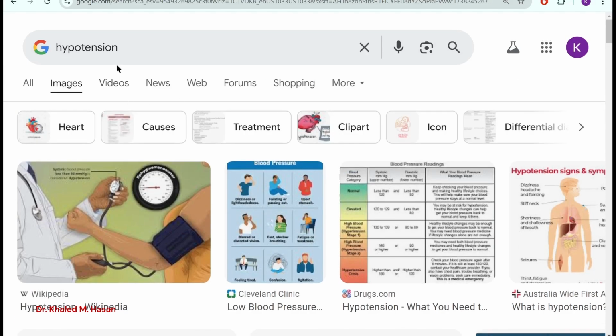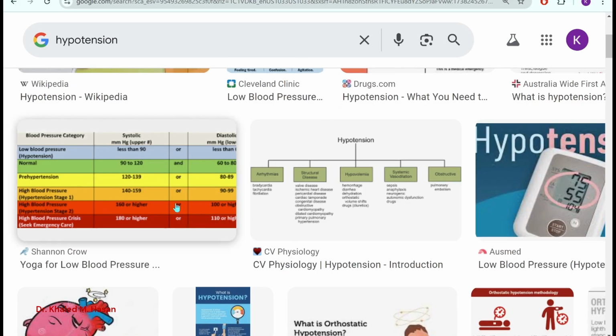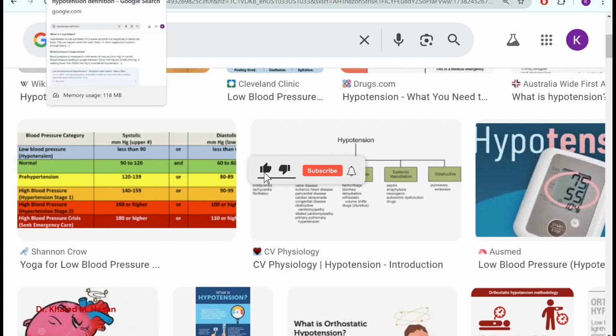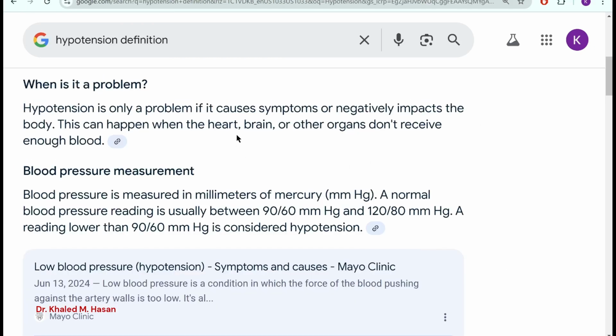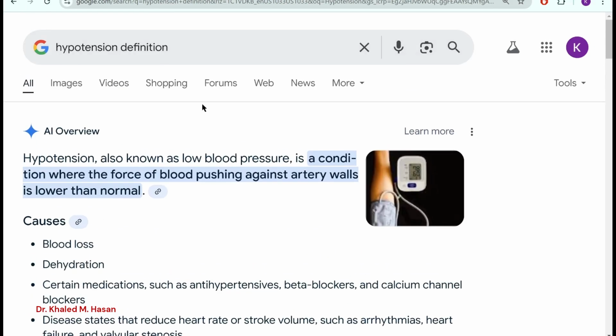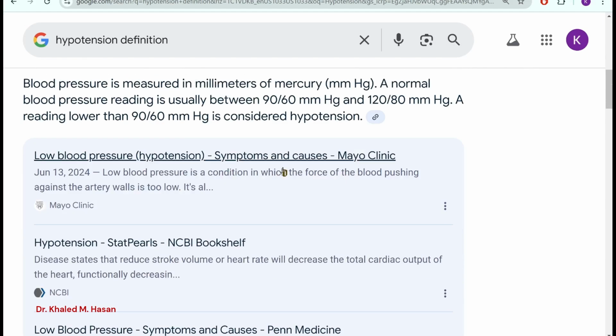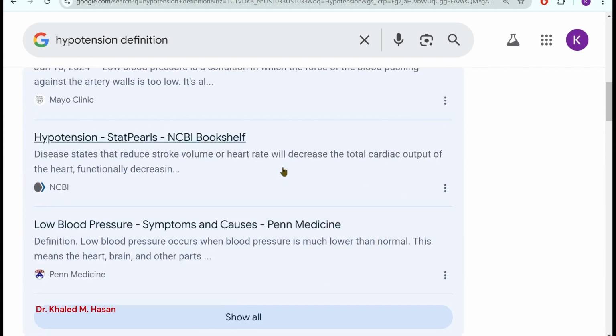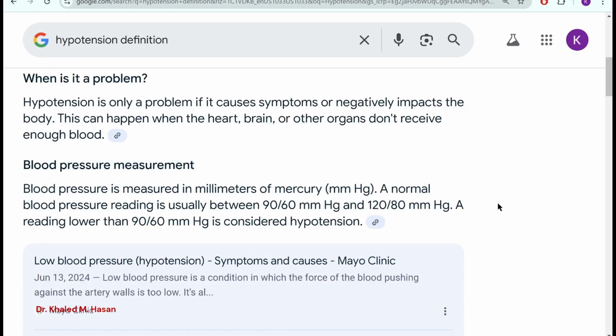Okay, speaking about hypotension, if you type it in Google image and search, they give you the hypotension and the criteria for hypotension. Someone may ask what is the value when we call the patient suffer from hypotension. If you type the definition and scroll down, they said it should be lower than 90 over 60. 90 here we speak about systolic blood pressure, and 60 we talk about diastolic blood pressure.